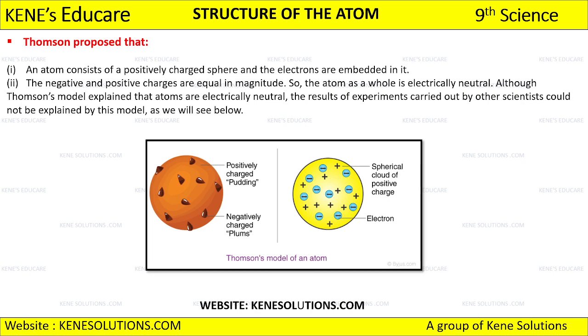As we see below, this is like a Christmas pudding, he said. The positively charged parts are the pudding and the negatively charged are the plums. This is how he was trying to make models by himself, and you can see the spherical cloud of positive charges and the electrons, which are negative charges, present inside an atom. So this is the model explained by Thomson.